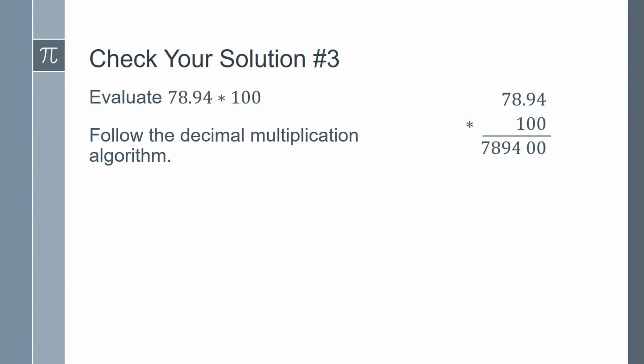So first, we multiply 78.94 times 100, and if we ignore the decimal point, we find an answer of 789,400. Next, we count the decimal places, 2 in the top factor and 0 in the bottom factor, so we slide our decimal point 2 spots to the right. Once we write it in, we find an actual answer of 7,894.